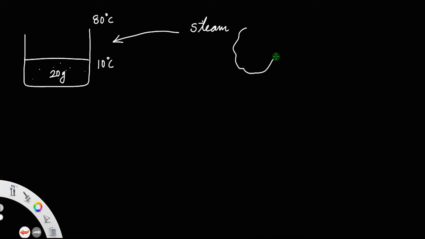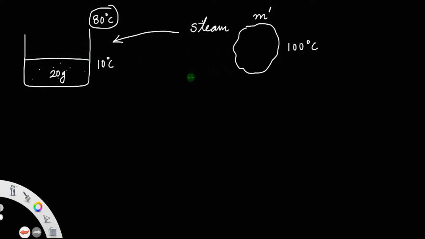And we don't know how much quantity of steam is required. But we know the temperature of the steam is 100 degrees Celsius. Let's call the mass m dash. So using this steam, you are increasing the water's temperature. Finally, the steam is also attaining a temperature of 80 degrees Celsius.